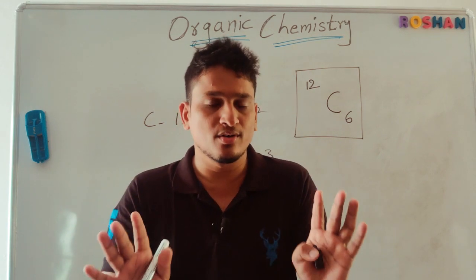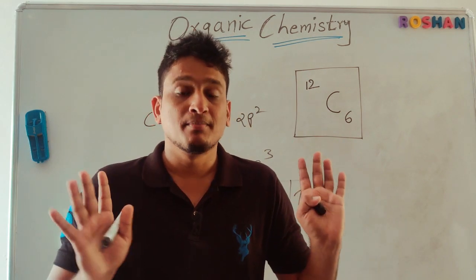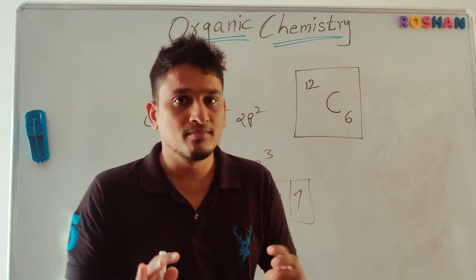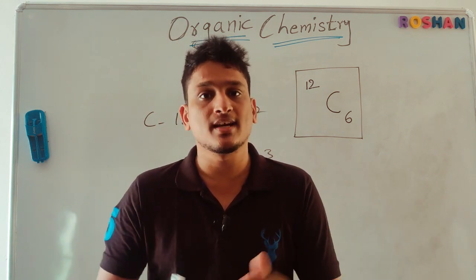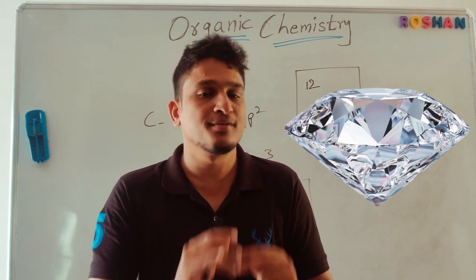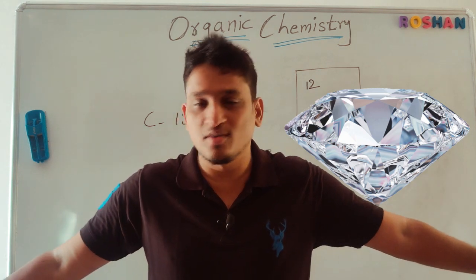Not weak means they're strong only, but comparatively weak. But carbon can form the strongest covalent bonds. That's why, what is the hardest substance on this planet Earth? Diamond. What is diamond made up of? Carbon only. Pure carbon.